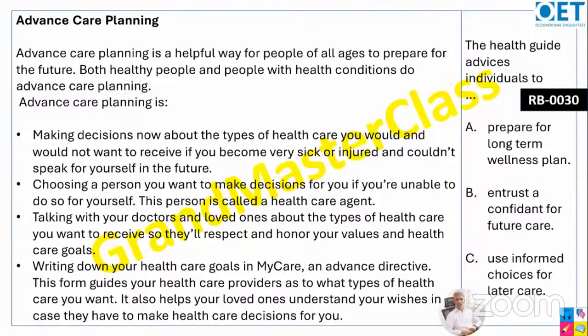Planning in advance, care planning in advance. Now here, the health guide advises. Okay, in the question only, the answer is wrong. Advises, not CES, ADVISES. Maybe the typist has made a mistake or the person who has written this test has made a mistake. Mistakes happen, that's okay. The health guide advises individuals to do what?